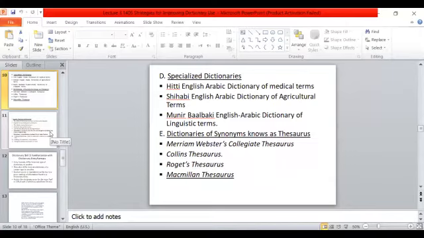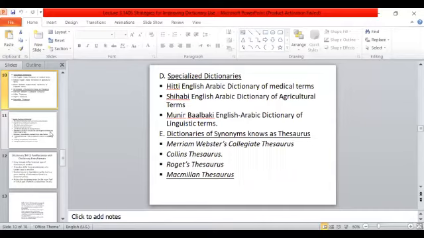Then the fifth type of dictionary categories we are dealing with is that of synonyms, dictionaries of synonyms. Usually they are called thesaurus. A thesaurus is not only a dictionary of synonyms, it is a dictionary of synonyms as well as antonyms, words opposite in meaning, as well as words related in meaning. So a thesaurus is not merely a dictionary of synonyms.